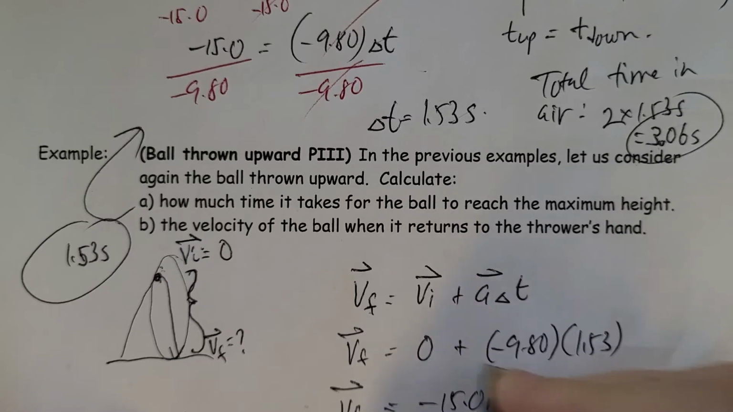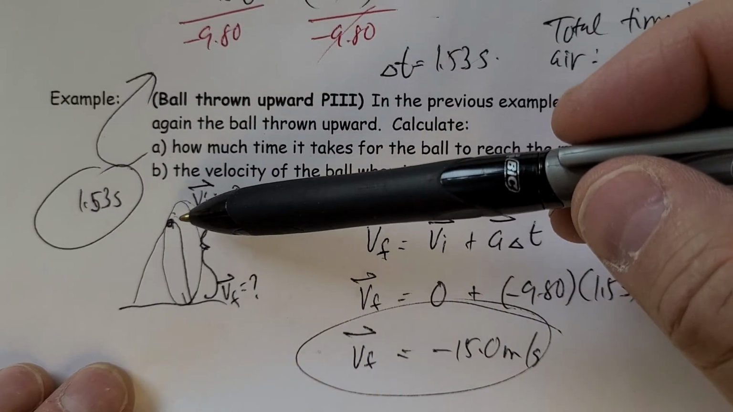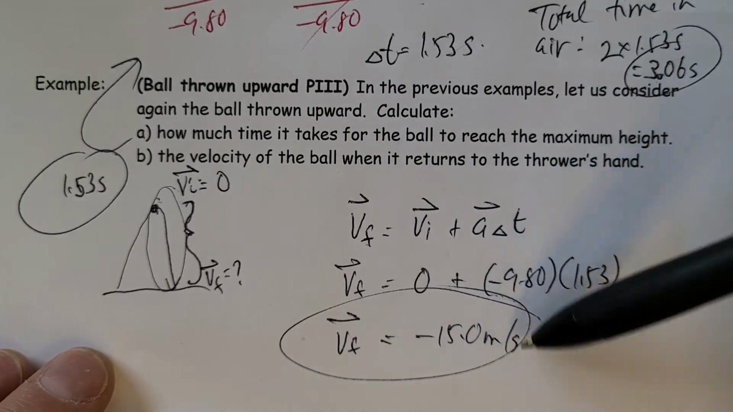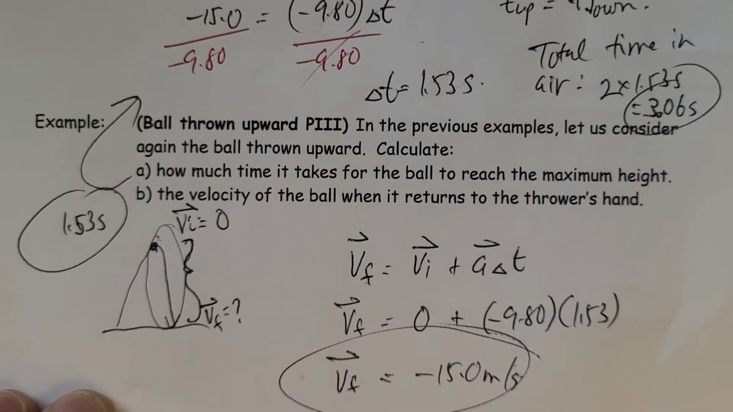So yes, it's symmetrical. So notice if I throw it up in the air at plus 15, it's going to go to the top of the path, be 0 for that split moment in time, then come back down and hit again at 15 meters per second, but in the opposite direction.